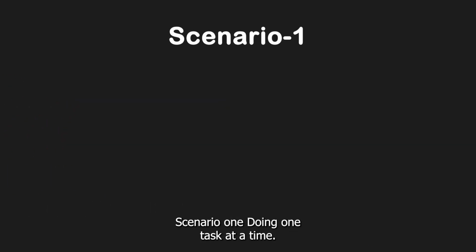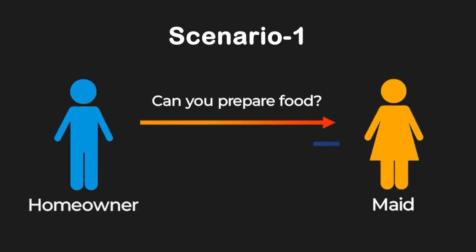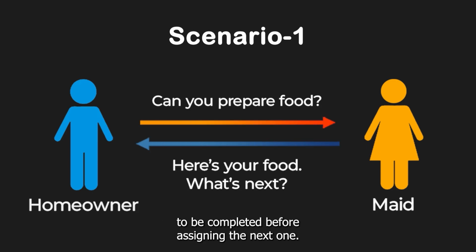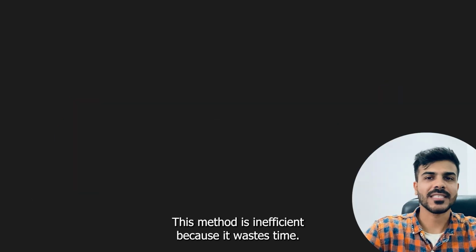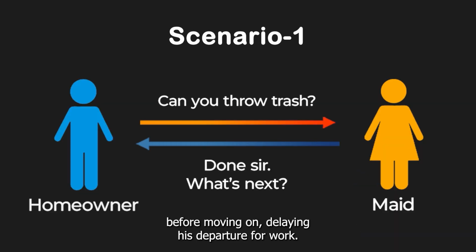Scenario 1. Doing one task at a time. Now, in this first scenario, the homeowner gives tasks to the maid one by one. The homeowner waits for each task to be completed before assigning the next one. This method is inefficient because it wastes time. The homeowner has to wait for each task to be finished before moving on, delaying his departure for work.